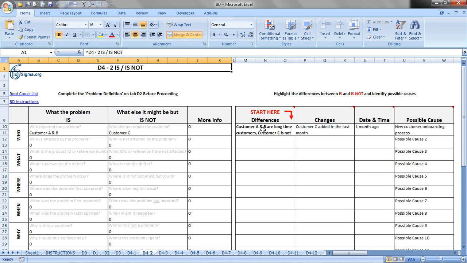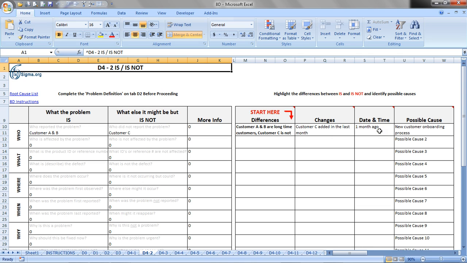And so the question I'm trying to answer is, what is the difference between customer A and B, who is experiencing the problem, and customer C, who is not experiencing the problem? And the difference that I've identified here is that customer A and B are longtime customers. Customer C is not. They're a new customer. Okay, if that's true, what kind of a change could have taken place that might have differentiated customer A, B versus C? Well, customer C was added in the last month.